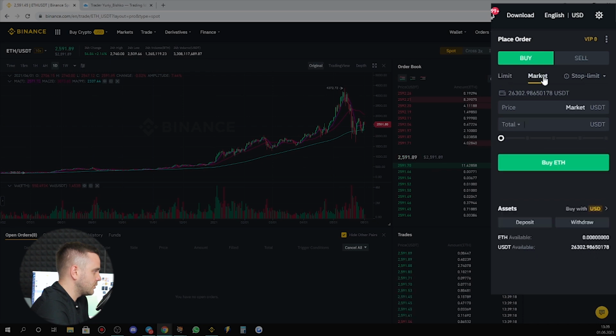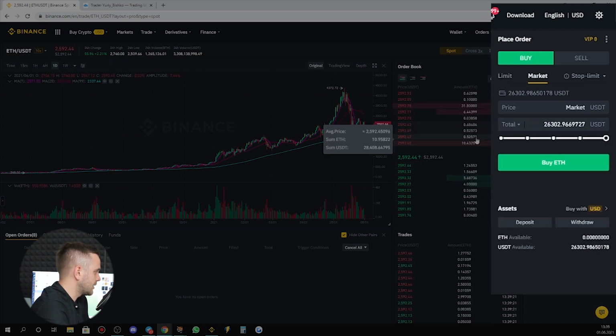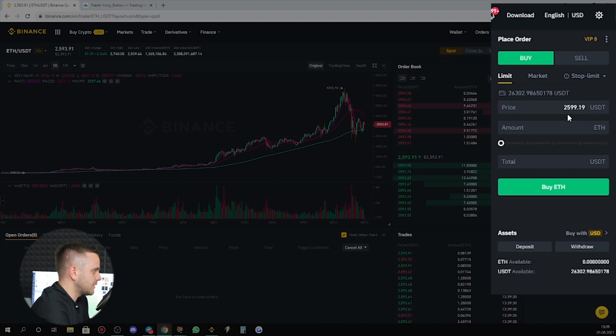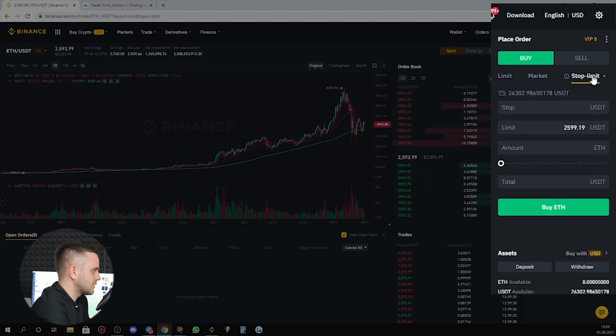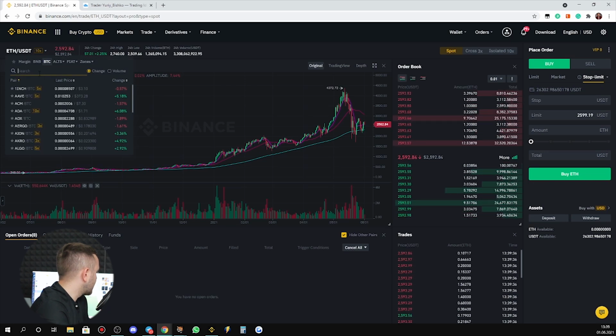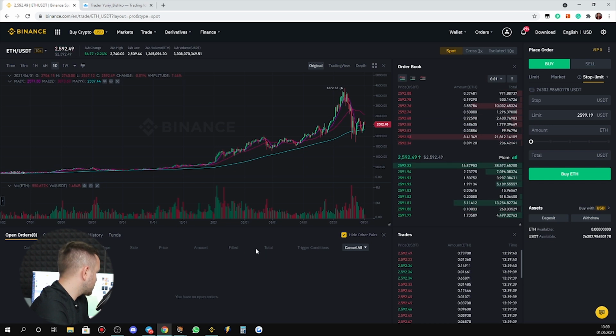Here it's the same. If you buy a coin, you can buy it by market. You write the amount of money that you would like to put into a position. After that, you can also set a buy limit or a sell stop, all of that stuff. As you can see here, all the instruments that you can trade on Binance. That's all, my friend.